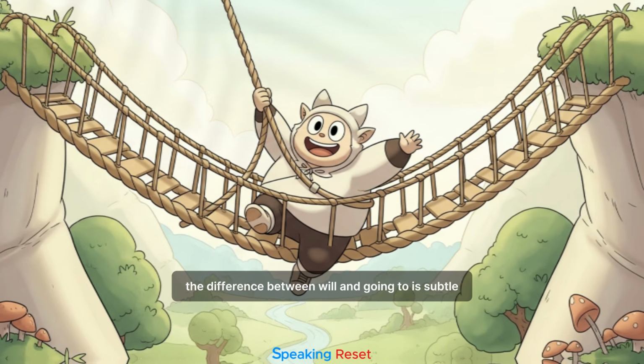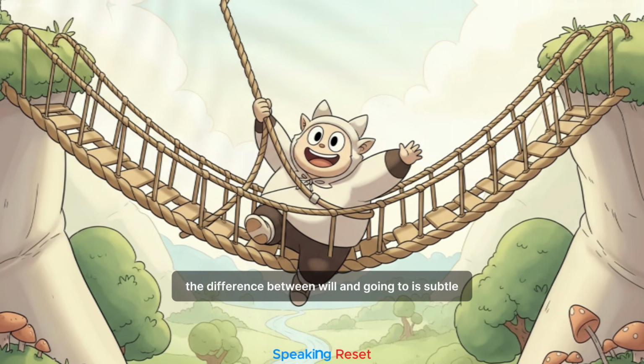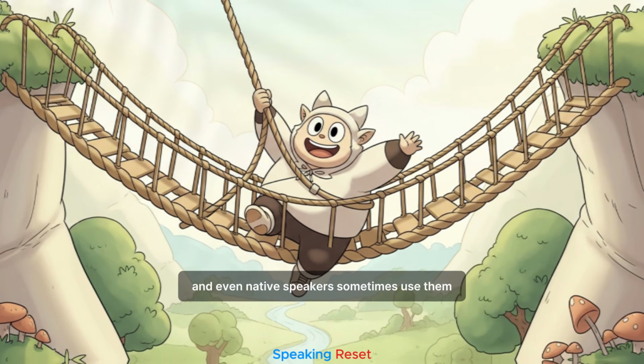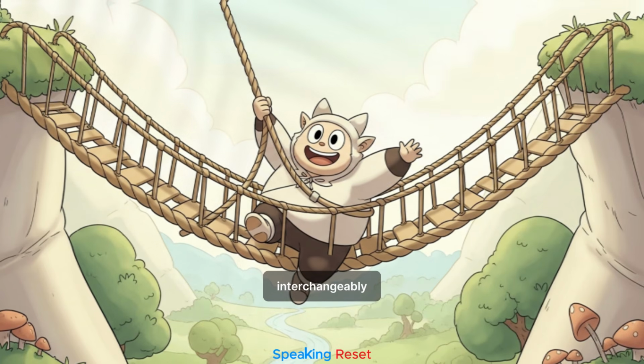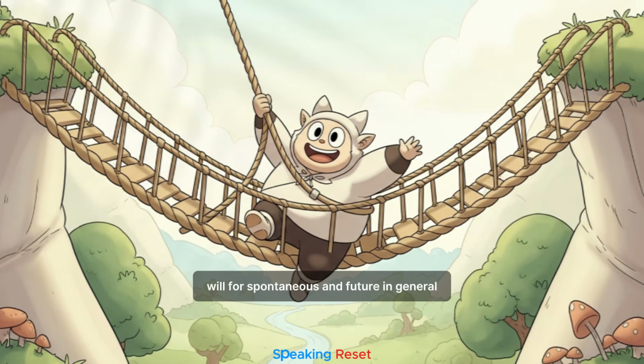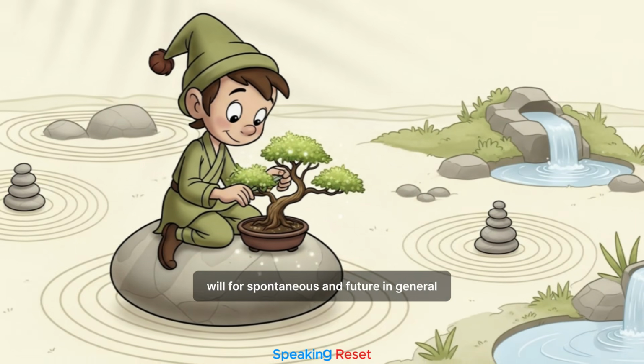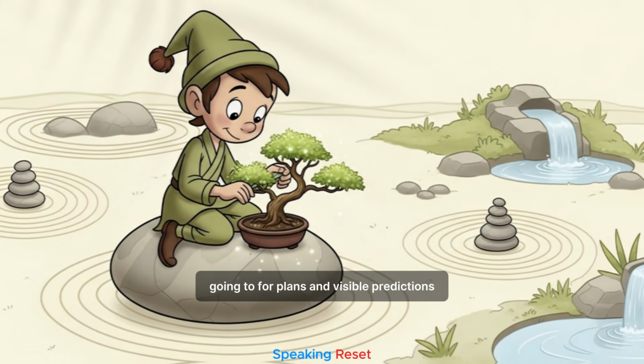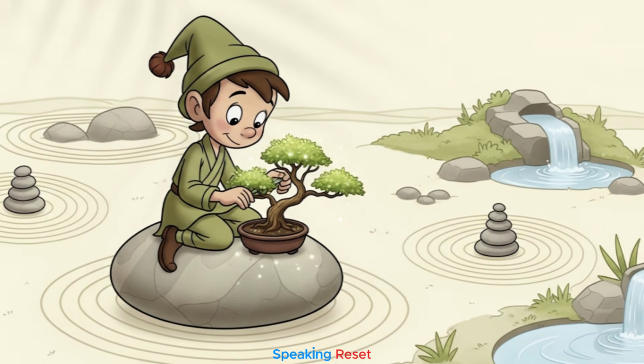The difference between will and going to is subtle, and even native speakers sometimes use them interchangeably. At this level, focus on the basic principle. Will for spontaneous decisions and the future in general. Going to for plans and visible predictions.